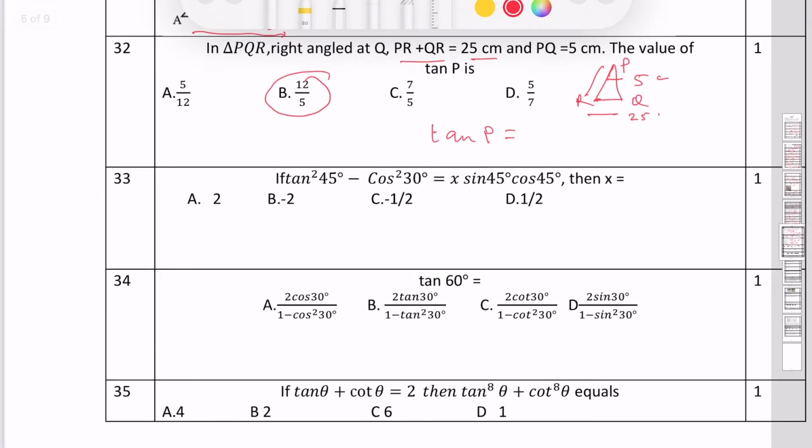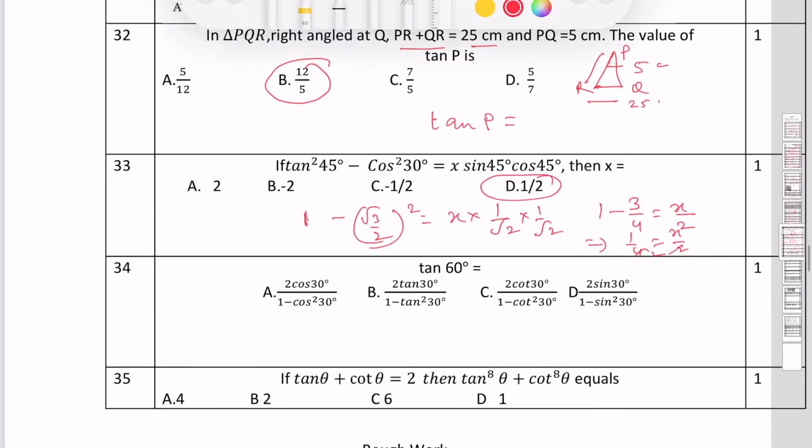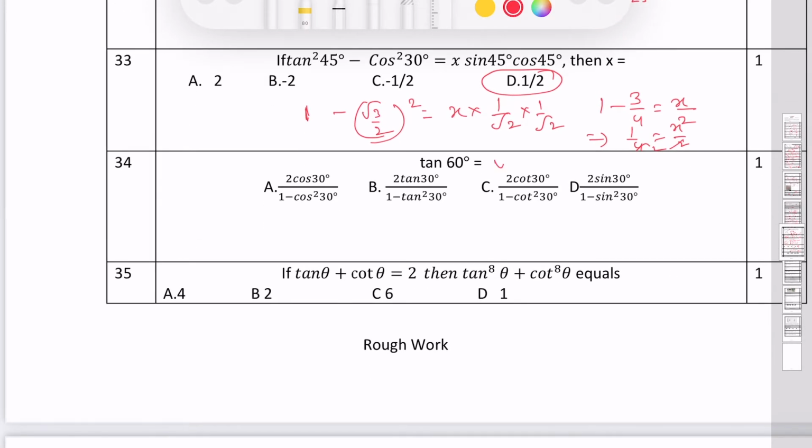Tan square 45, tan 45 is 1, so 1 square will be 1 only. And 1 minus cos square 30, that is root 3 by 2 whole square, is x into 1 by root 2. If we equate it, it is 1 minus 3 by 4 is x by 2. That is 1 by 4 is x by 2. So x will be 1 by 2. The option is correct.